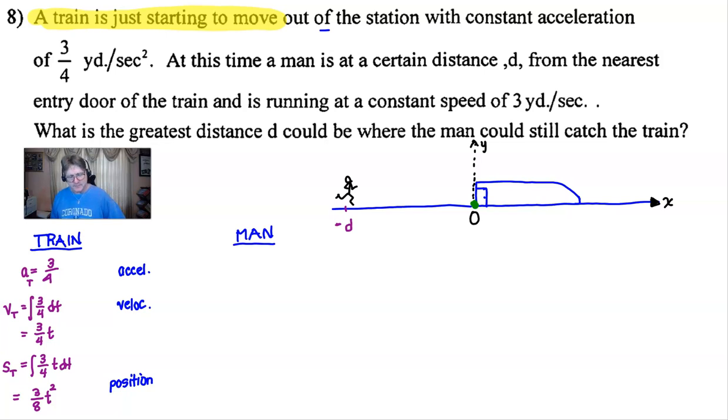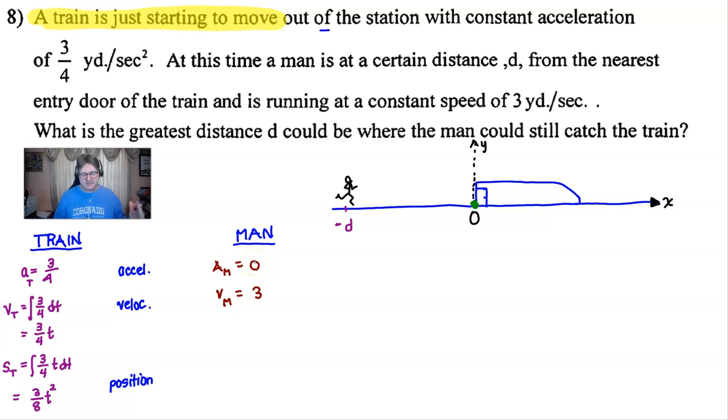The first information that we have about the man is that he's running at a constant speed of 3. So that's going to be the velocity of the man. All right, and I don't want you to get confused with speed and velocity. Speed is the absolute value of velocity. And since we're already running in the rightmost direction here, we're going to go ahead and consider the velocity to have a positive sign.